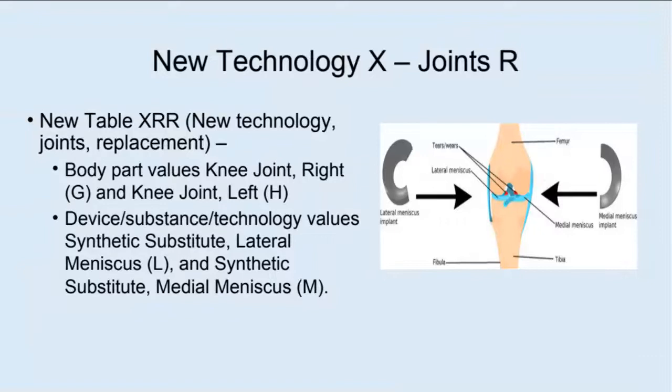So here's another table in new technology joints. This is one for the operation replacement. So you have body part values, knee joint, right, knee joint, left. The device substance technology value is synthetic substitute lateral meniscus and synthetic substitute medial meniscus. And so these are synthetic substitutes for the meniscus in the knee, lateral meniscus here, medial towards the middle there.